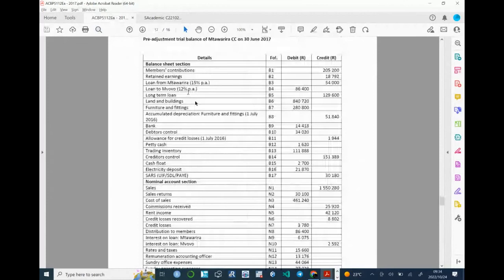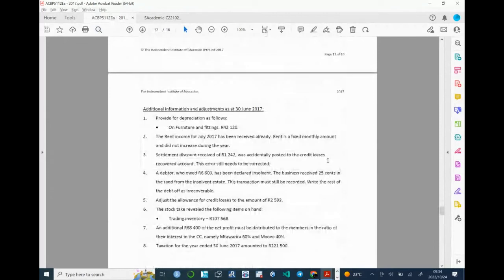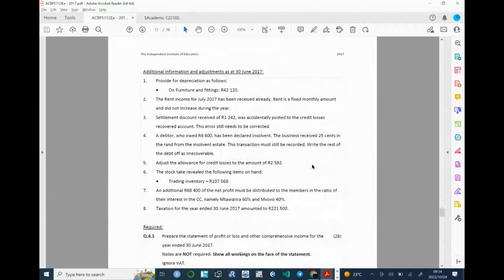So again, the job here is to go through each of these lines, and I think we can do that. We have 20 minutes until the end of the session, so let's at least do that. We'll just discuss them. Provide for depreciation as follows: on furniture and fittings, 42,100. So they've actually given it. If you already have a depreciation amount, you're adding that to depreciation, and then accumulated depreciation, we're also adding that. But accumulated depreciation is not in your income statement. So I'm just making you aware.